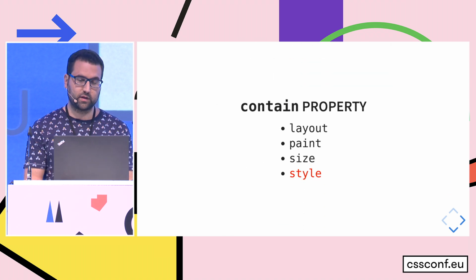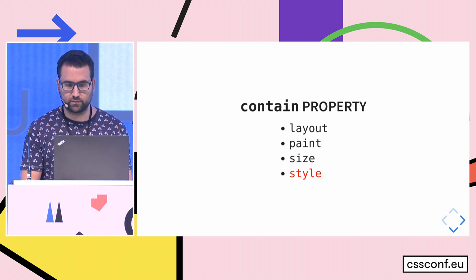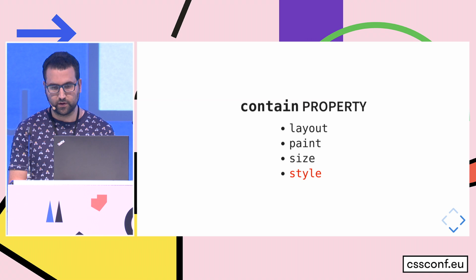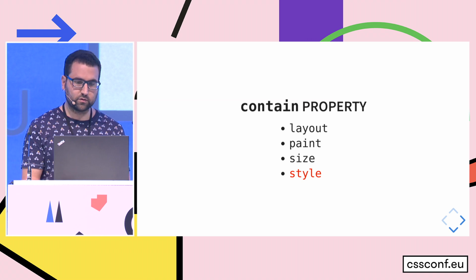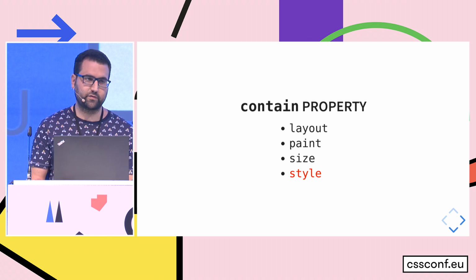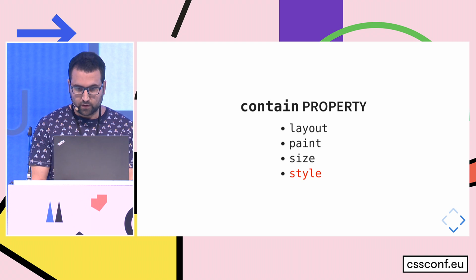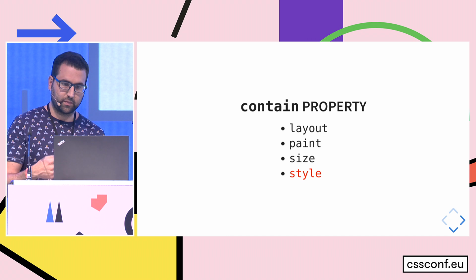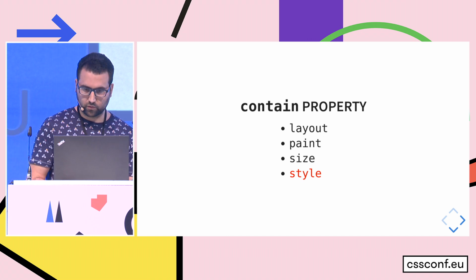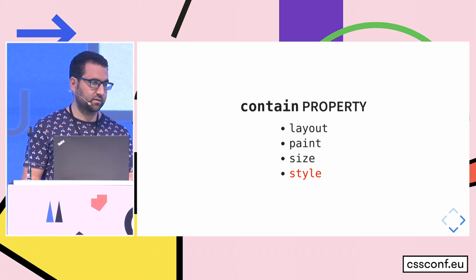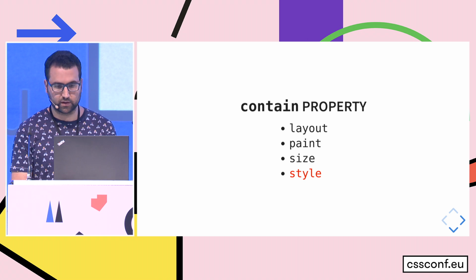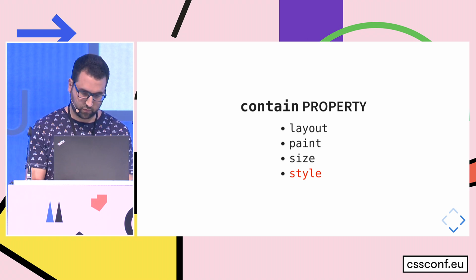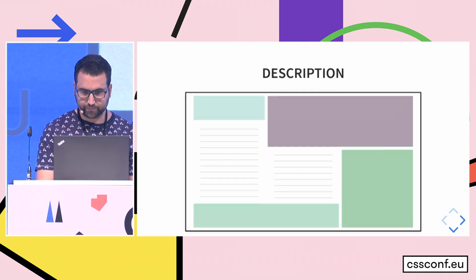So I already said that this spec only introduces a new property, whose name is contain, so it's very easy to remember. And this property has 4 values, main values or types of containments. Layout, paint, size, style, you can just put 1, put 2 combined, or combine the 4. You can do whatever you want there. And style is red in the slides because it's marked as at risk now in the spec, so we will talk more later about that.